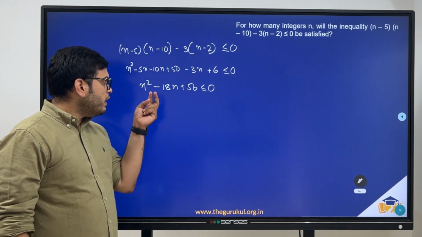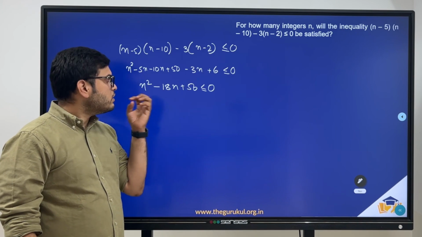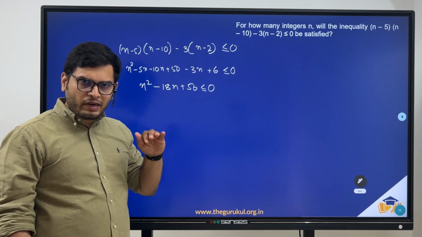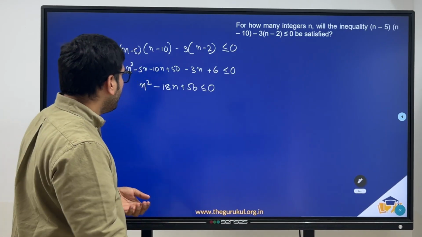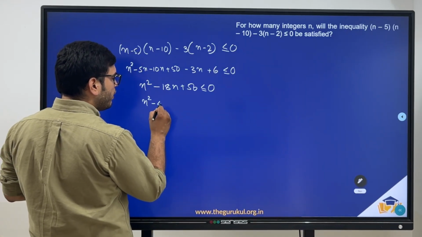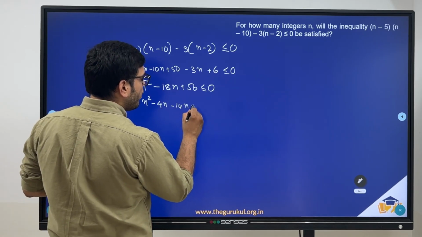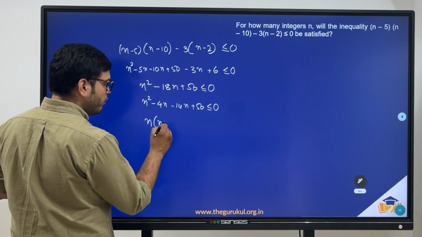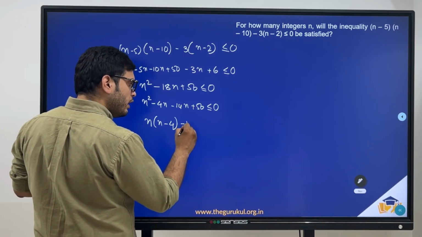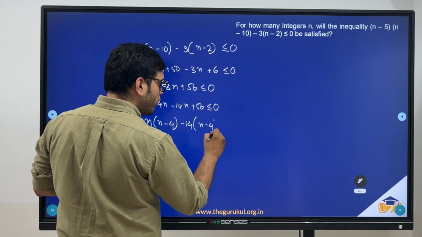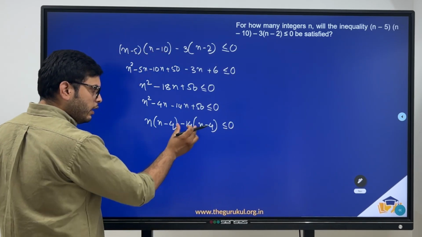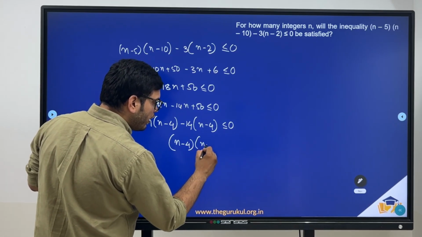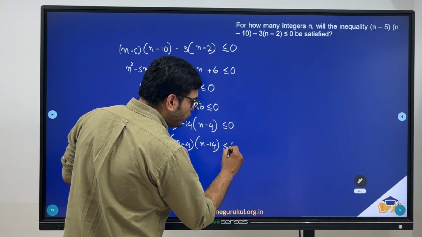Now we need to split minus 18 as a sum of two numbers which, when multiplied, give 56: minus 4 and minus 14. So I can write this as n square minus 4n minus 14n plus 56 less than or equal to 0. Now taking n common, you have n into (n minus 4). Taking minus 14 common, you have (n minus 4) less than or equal to 0. Now taking n minus 4 common, you have (n minus 4) into (n minus 14) less than or equal to 0.